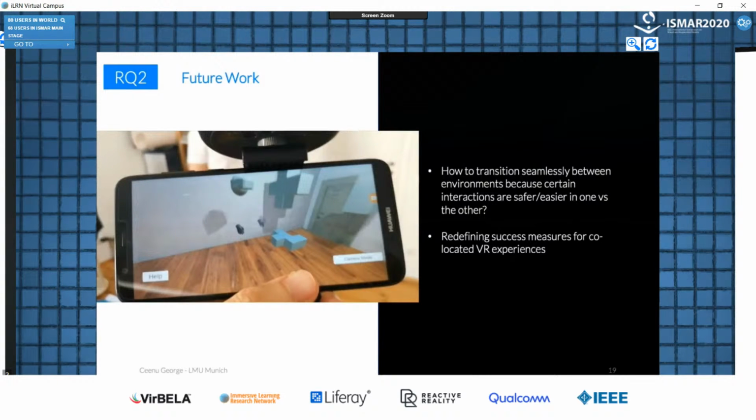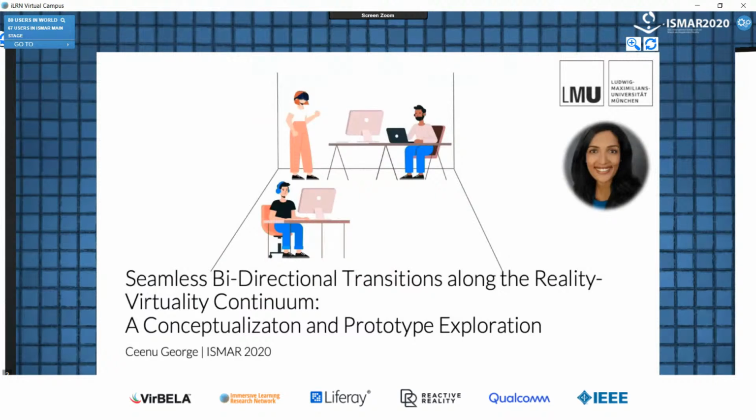So for future work, we want to understand how to transition seamlessly between environments, because certain interactions may be safer or easier in one versus the other. And we are also discussing in the paper whether we need to redefine success measures for co-located VR experience, as we are specifically also talking about physical integrity and the safety of the user that's transitioning. Thank you very much for listening to our talk for the paper Seamless Bidirectional Transitions along the Virtual Reality Continuum.